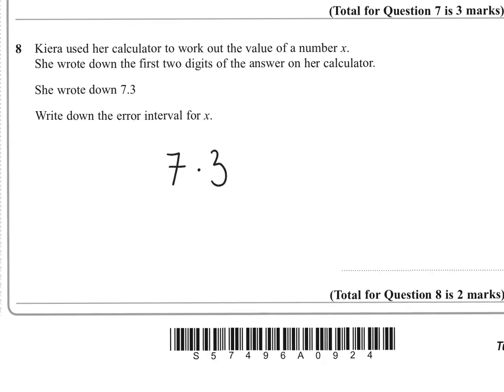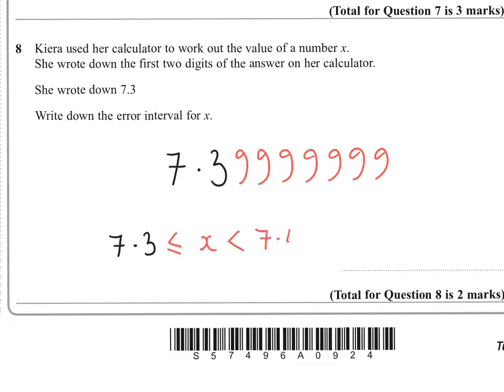Well, she definitely saw the digits 7.3, so I guess we could have started off with that number. But how high could the number have been? Well, I guess the highest it could have been is lots of 9s after the 3, filling up the calculator display. So that's not quite 7.4, is it? So it could be equal to 7.3, but not as high as 7.4, or she would have seen the digit 4. So that would be the error interval that I would give for that question.